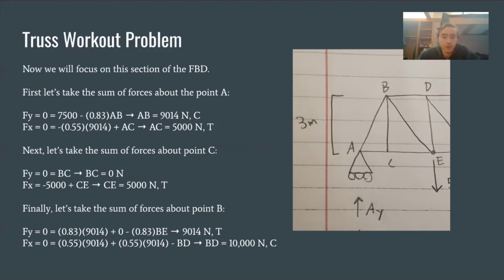So after point A, you sum about point C and then point B, and that lets us get BC, CE, BE, and BD. And one thing you can note is that BC is a zero force member, which you technically don't have to solve for, because if you look at point C, there's nothing besides BC pointing in the vertical.